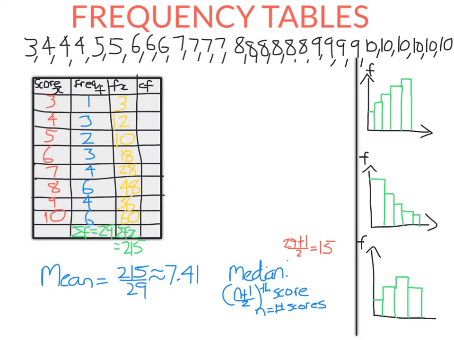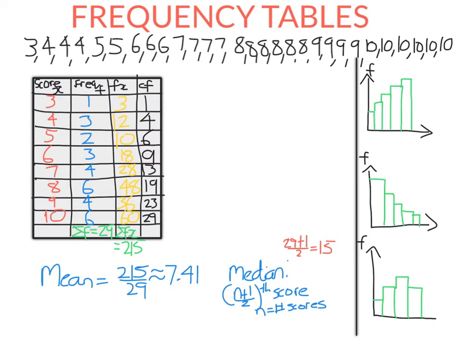So now I'm going to go to my frequency table and fill in this column, CF for cumulative frequency. That tells us how many scores are less than or equal to that score. The number that goes in the first one is 1. There is one score that is 3 or less. Then 1 plus 3 gives us 4, so there are 4 scores of 4 or less. Then 4 plus 2 is 6. There are 6 scores of 5 or less. 6 plus 3 is 9, and so on.